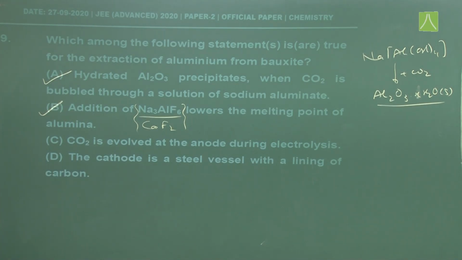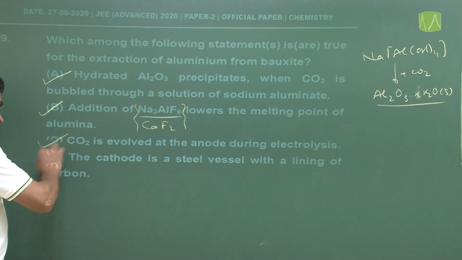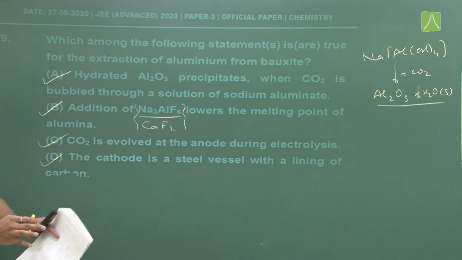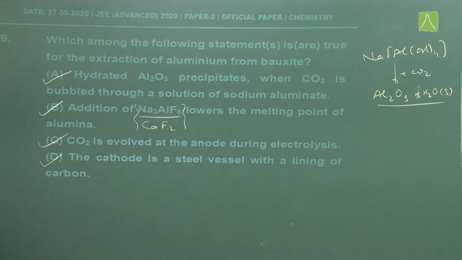C, CO2 is evolved at the anode during the electrolysis. We use a carbon anode, and the carbon anode gets consumed during the electrolysis in the extraction of aluminium from bauxite. So option C is also correct. The cathode is a steel vessel with a lining of carbon. That is also a correct option. A steel vessel is used so that the electrolytic cell gets strength. So all these four options are correct for this particular question.